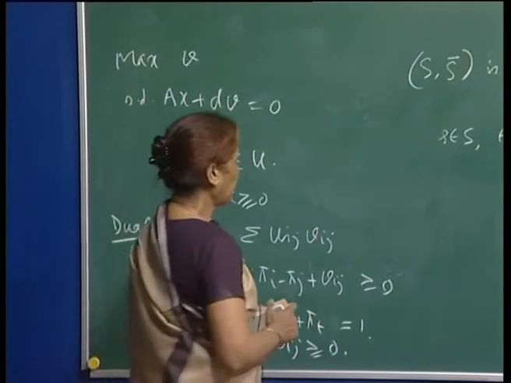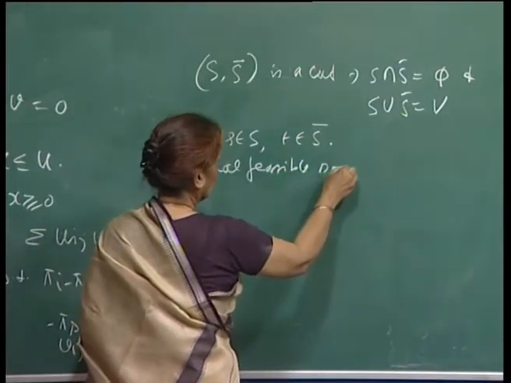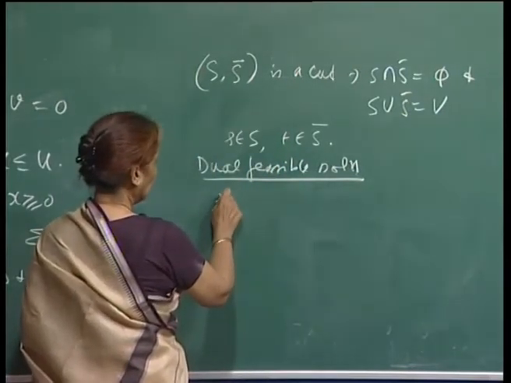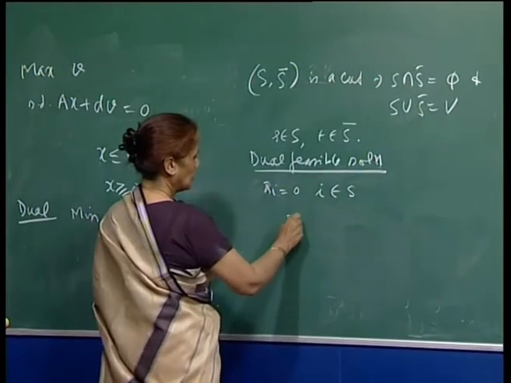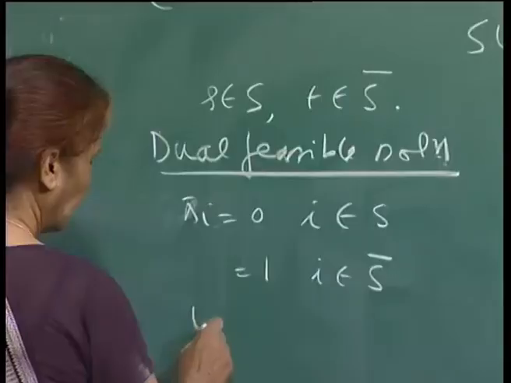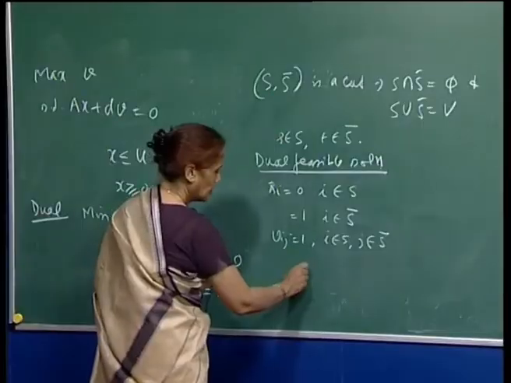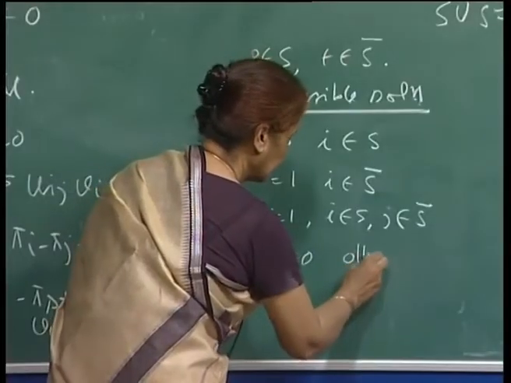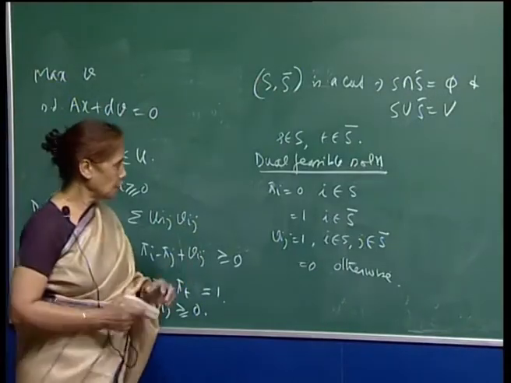So now let me define a dual feasible solution, where I say that pi i is 0 if i belongs to S, and is equal to 1 if i belongs to S bar, and vij is 1 if i belongs to S and j belongs to S bar, 0 otherwise.